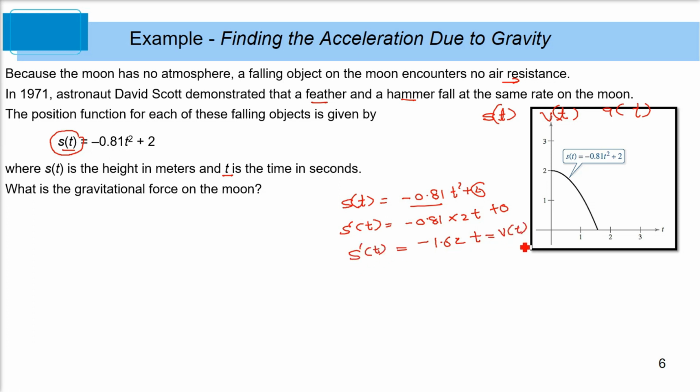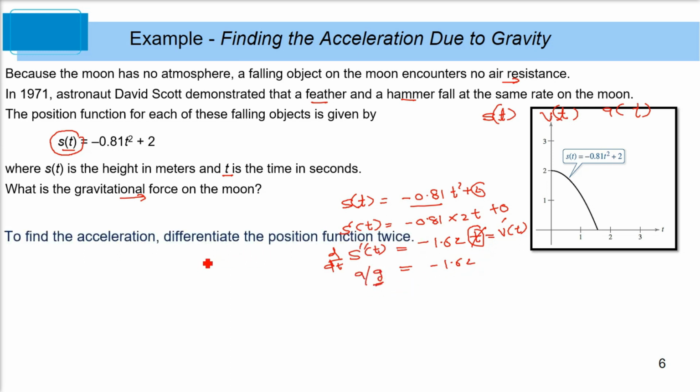Now, in order to get the acceleration due to gravity on the moon, you have to differentiate s'(t) again. So you need to find the higher order derivative. s''(t) is nothing but, see, there is only one t, so d by dt of t is 1. So you only get -1.62. So -1.62 meters per second square is the gravitational acceleration on the moon.